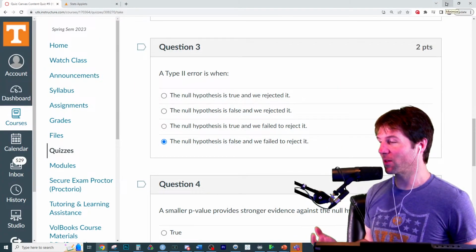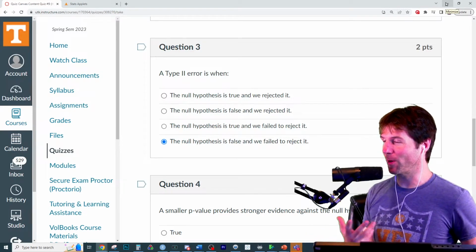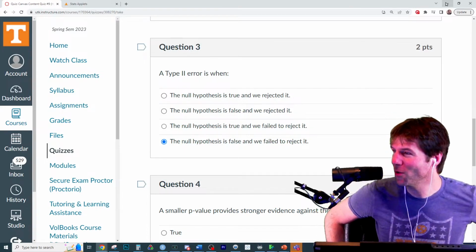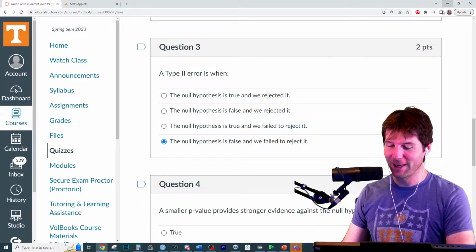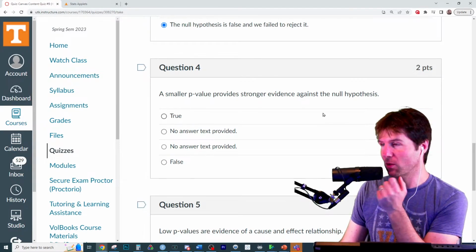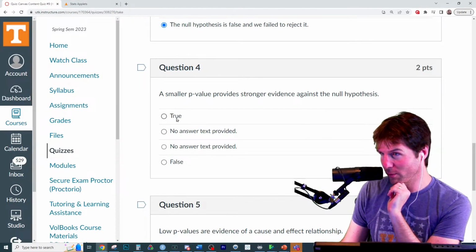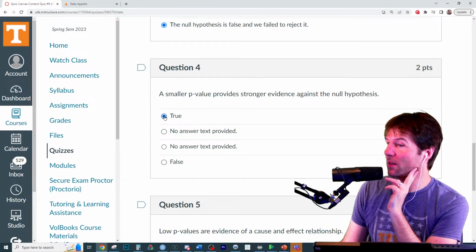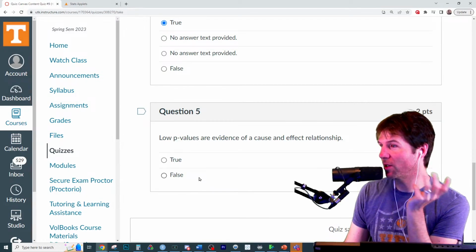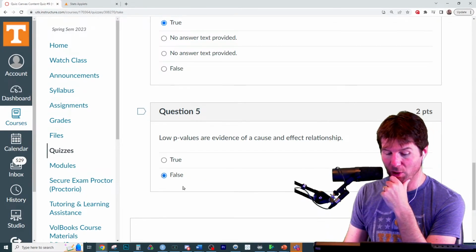It's easy to make mistakes. Fun story. It was one of the first problems I got wrong with students. And students went to Charlie, the coordinator, and they were like, Brian told us it was this and he reversed it. And I probably did. It's easy to reverse. Smaller p-values provide stronger evidence against the null hypothesis. True. The lower the p-value, the less likely our result is by random chance. Low p-values prove a cause and effect relationship. I threw prove in there to make it even falser, but that is false.